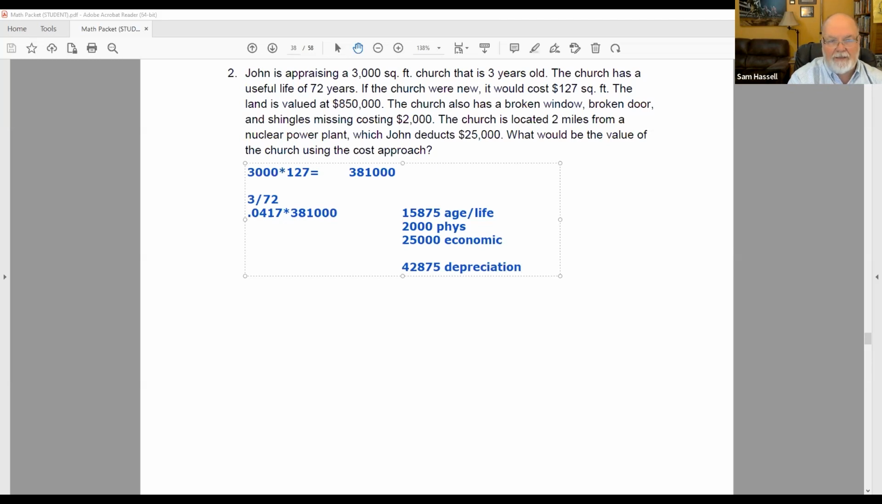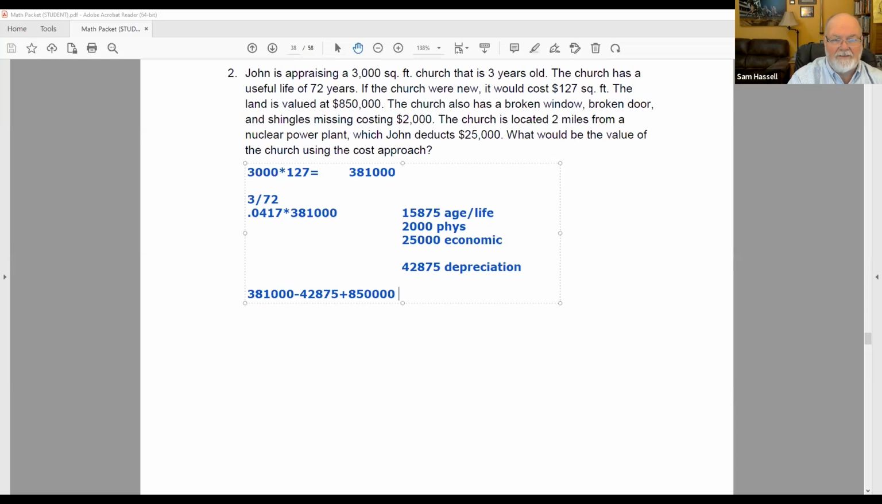So now what we got is this. We have our $381,000. That's what it's going to cost us to rebuild it, minus our depreciation, 42,875. We have to add back at this point the land value. And the land value says it's $850,000. Because land doesn't depreciate, so we have to take it out of there. Land doesn't depreciate.